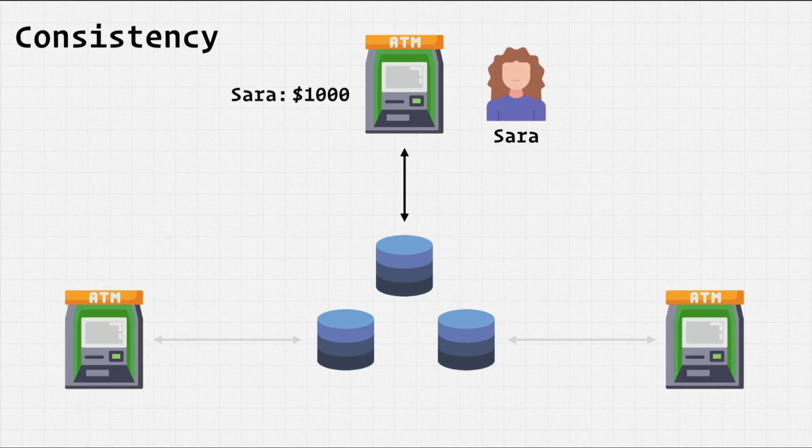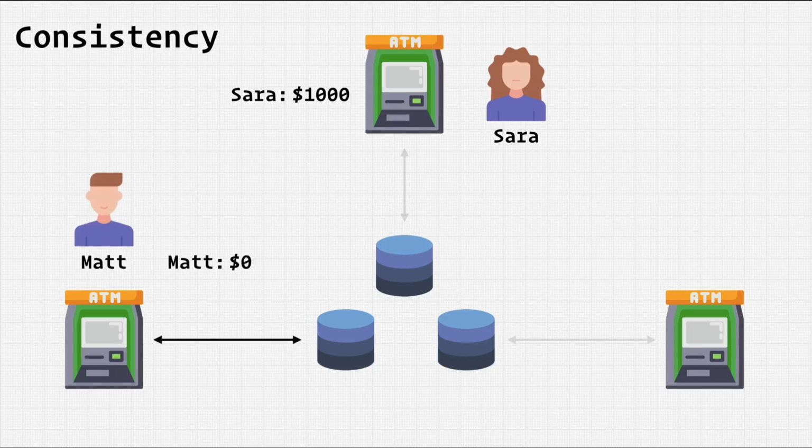And let's say that when she checks the ATM for her balance, the ATM communicates with this node in the database in order to identify that her balance is $1,000. Let's say Matt, on the other hand, goes to a different ATM, and this ATM communicates with this database to see that he has a balance of 0.